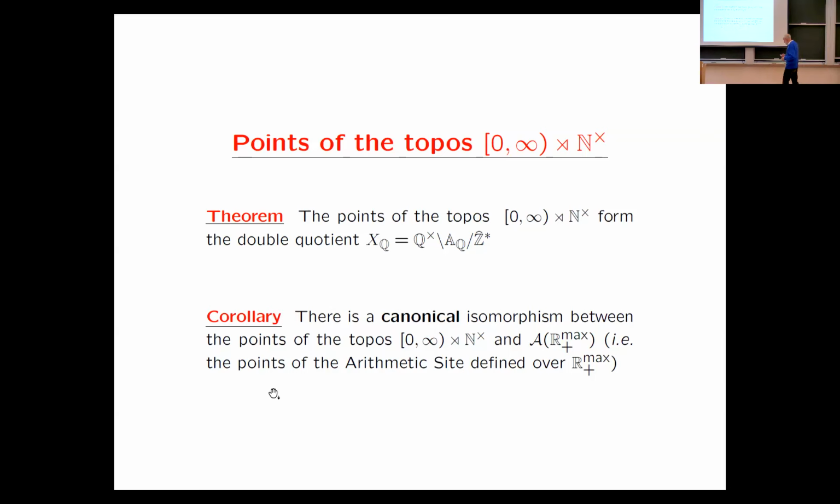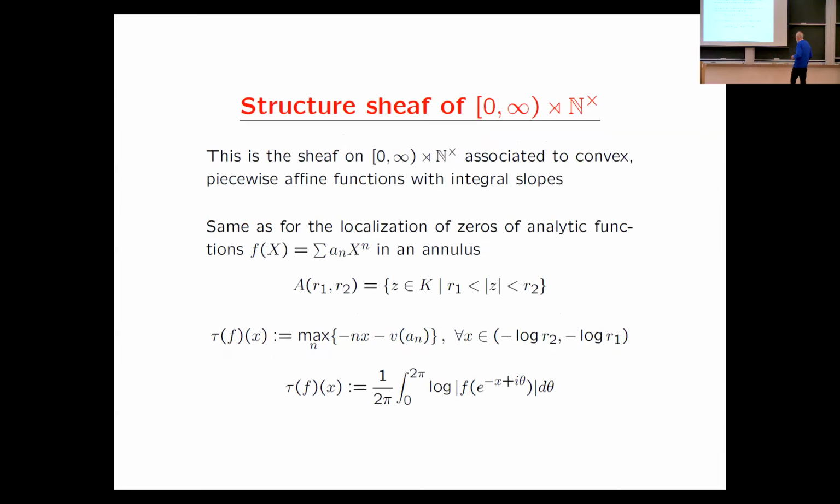But what do you get out of it? Well, what you get out of it is a structure sheaf. So what you get out of this theorem, after extending scalars, is also an extended structure sheaf. And this structure sheaf turns out to be something very familiar to people in tropical geometry, because it's formed of convex functions which are piecewise affine with integral slopes. That's what we found as the structure sheaf, and it's very intimately related to the localization of zeros of analytic functions by the Jensen formula. I don't want to enter into that in detail, but I just want to mention it.